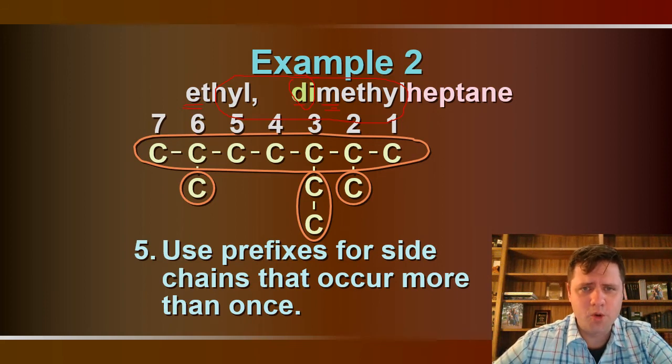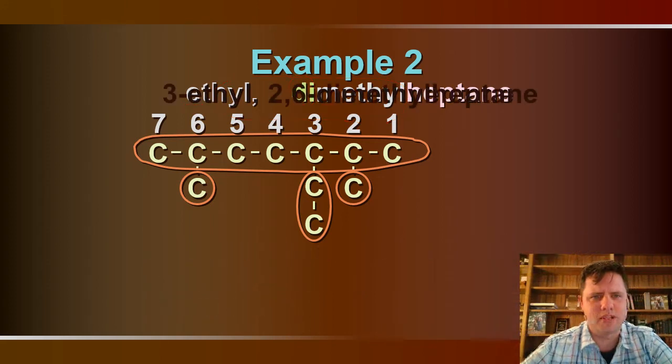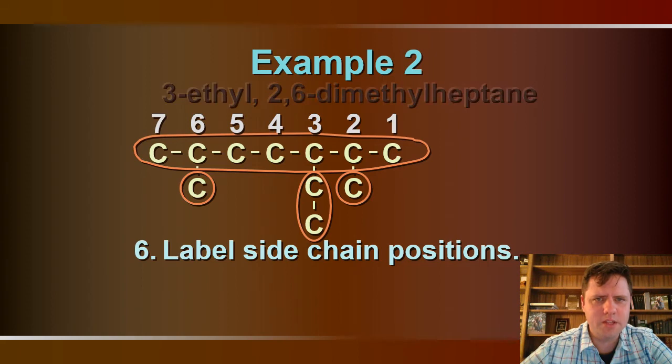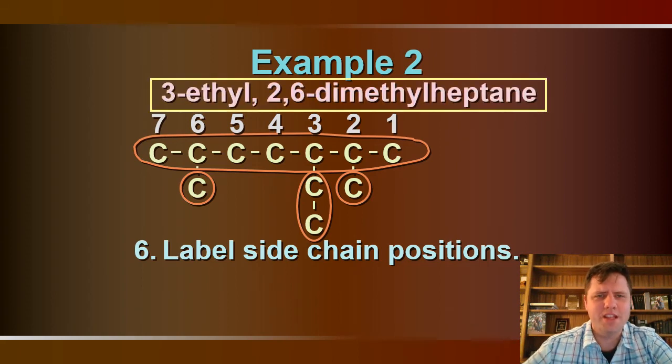So for the ethyl group, we count how many C's over. It's the number 3. So it's 3-ethyl. And then we count the methyls. We've got 1 at 2 and we've got 1 at 6. So we'll say 2,6. Which should look like this. As we label these side positions, it's 3-ethyl, which is here. 2,6-dimethyl, that's here and here.